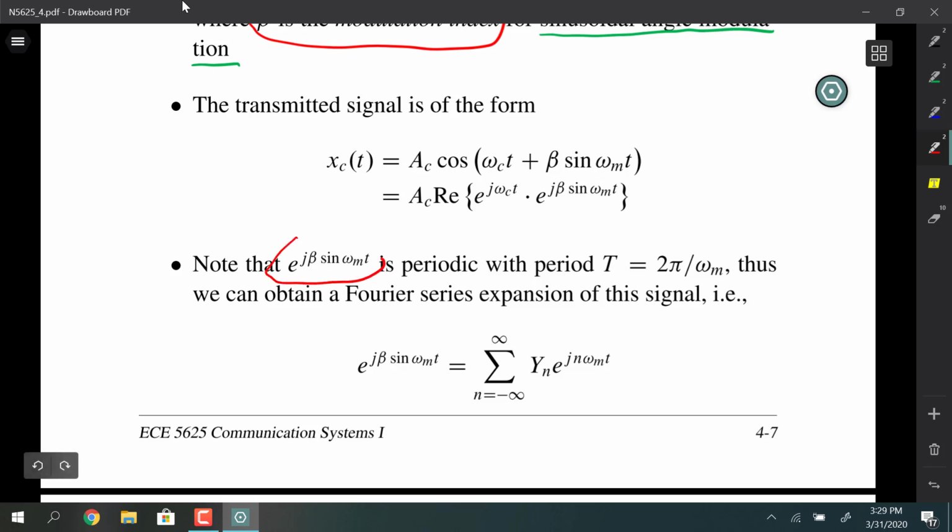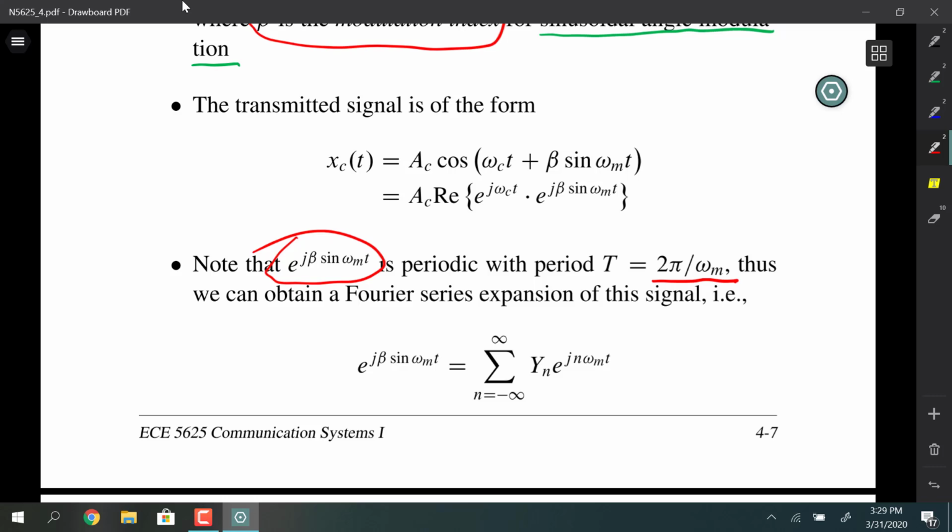And then we become curious about what is the spectrum of that. That's going to be a periodic signal. It's beta sine omega m t. Beta is a constant, but sine omega m t is periodic, and its period is 2 pi over omega m. So because it is periodic, we can just blindly say it will have a Fourier series expansion, because all periodic signals have a Fourier series expansion.